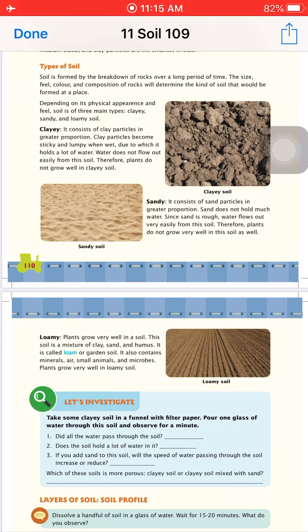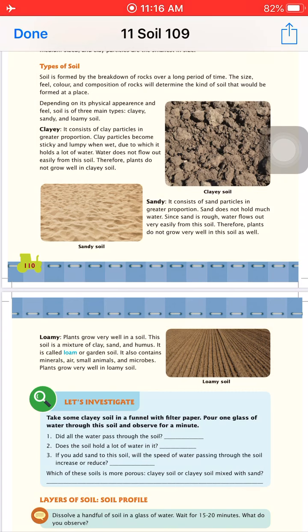उनमें क्या होता है? थोड़ा सा oily structure होता है. ठीक है, means it can hold a lot of water inside it and that water cannot get out from that soil. Okay, means clay soil having a largest property to hold the water inside it. Okay, and water does not flow out easily from that soil. But this soil is not fit for the growing of plants.